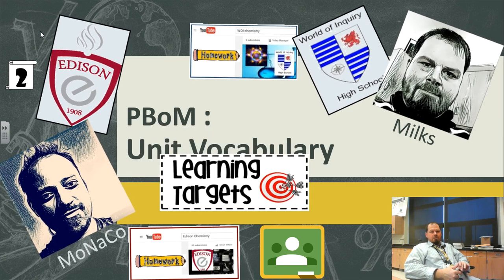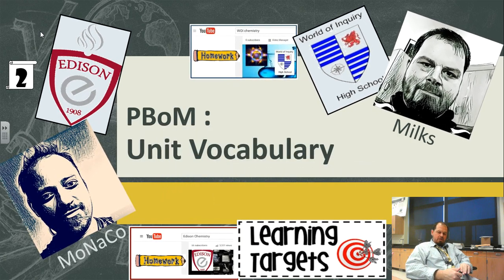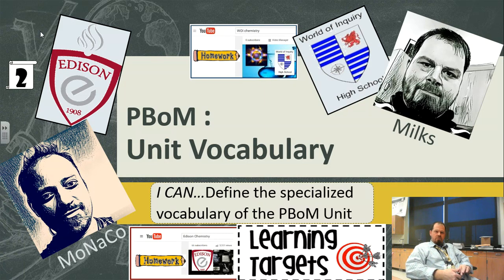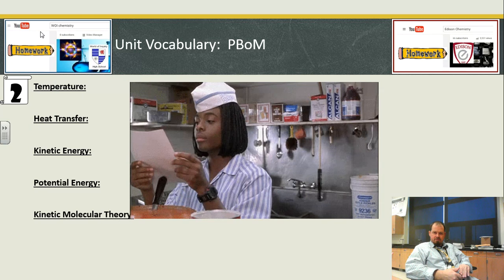All right, Regents video 2, physical behavior of matter, vocab. There's going to be 20 words. We need to find out who and what they are and get on with our lives.